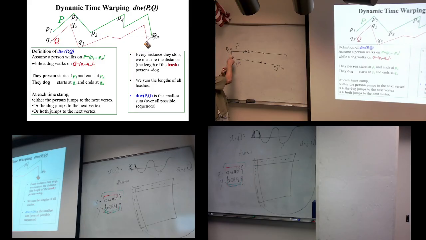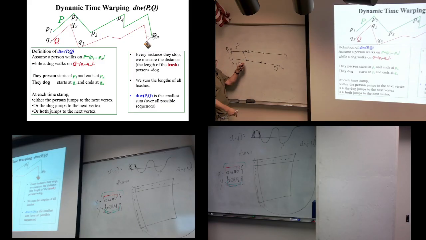As we said, what I'm drawing in purple is the optimal leash. Here is one. We start over here. What happened in the next time step? I move to the next vertex over here. The dog moves to the next vertex over here. We both jump. Here is the next leash. What happened in the next time step?